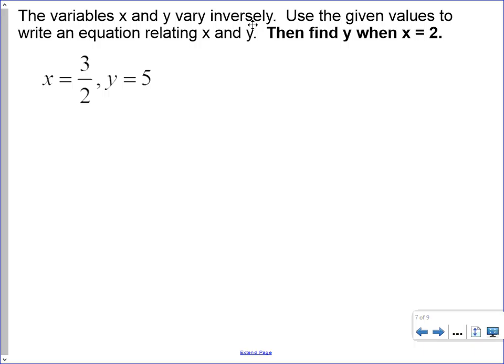Okay, the variables x and y vary inversely. Use the given values to write the equation relating x and y. And I'm changing my tone slightly there. Find y when x equals 2. Okay, so I'm going to give you some time to work this out.